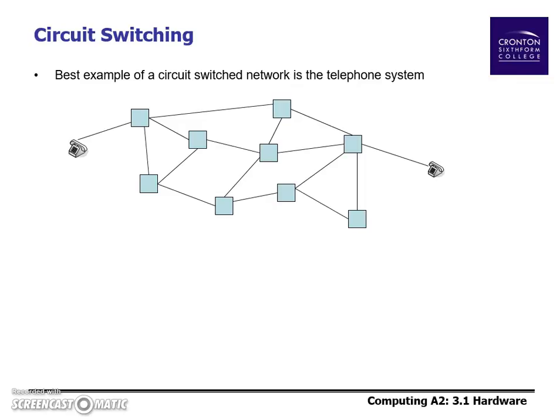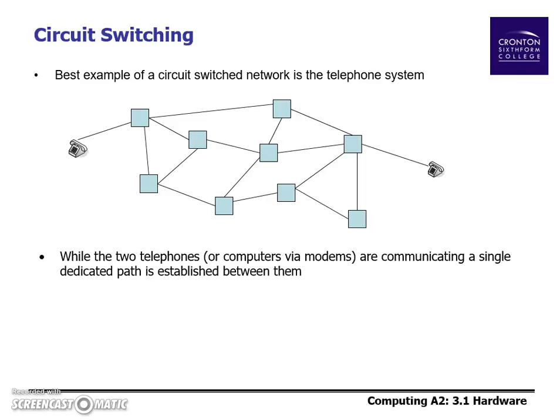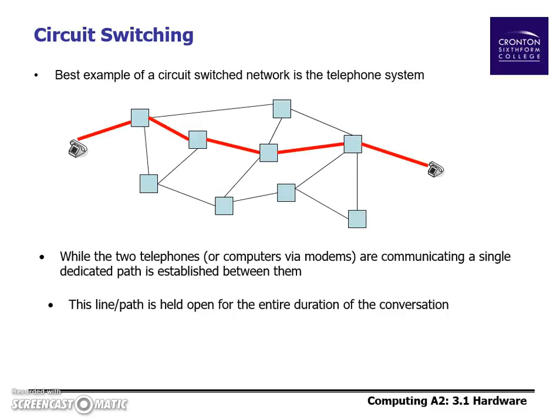So the best example of a circuit switch network is a telephone system. While two telephone lines or computers via modems are connecting, a single dedicated path is established between them. So we've got the telephone going through the network, okay, to the other telephone. The line is held open for the entire duration of the conversation, so when you're on the phone, somebody else can't chip in and have another conversation. Data is sent in order down the line.